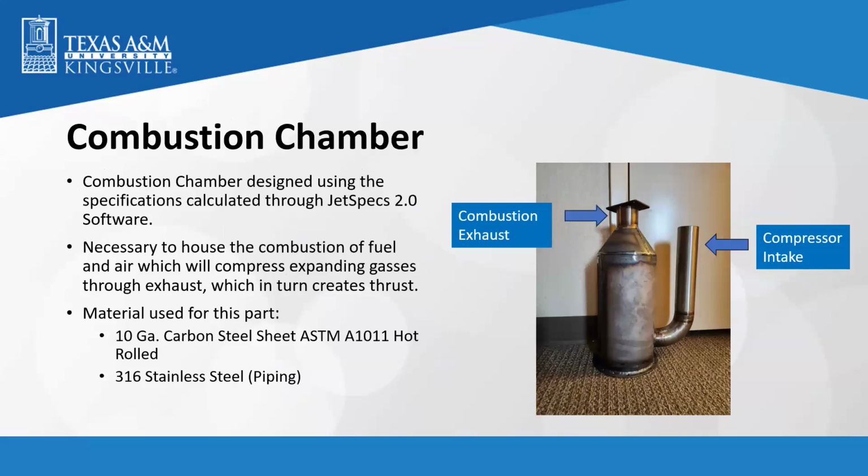And as far as the combustion chamber, after finding our specific dimensions of the flame tube, we designed this part around the flame tube. This part is obviously necessary to hold the flame tube in place, as well as the combustion. The material that was used for this part was carbon steel sheet as well, and 3/16 stainless steel, which is for the piping, the smaller piping.